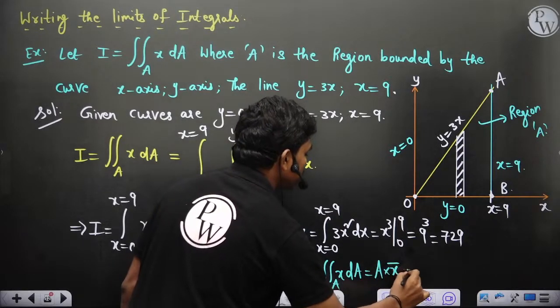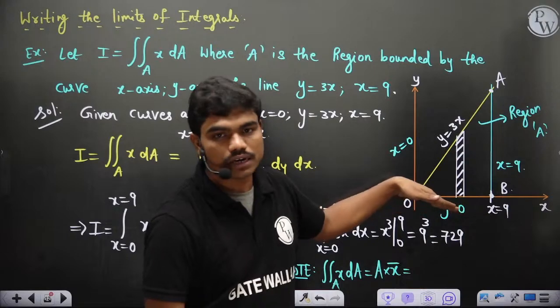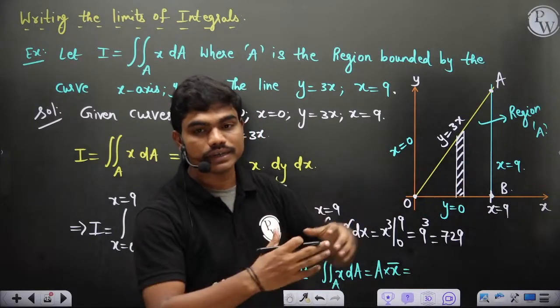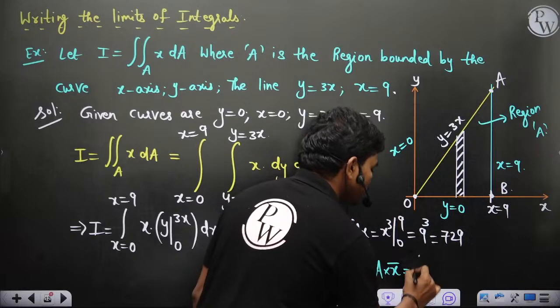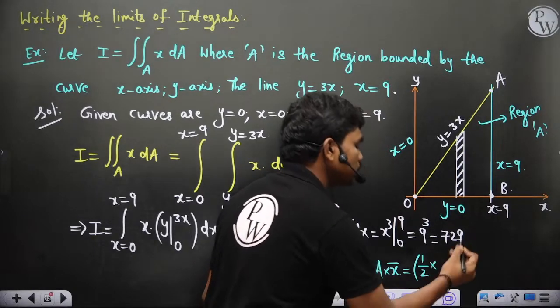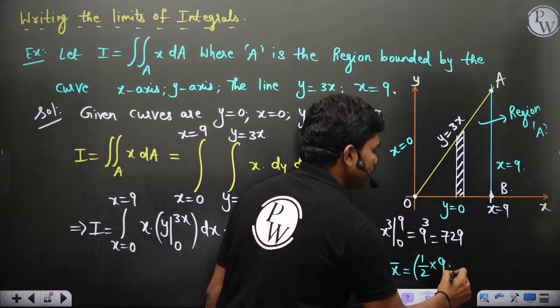You know this. Okay, now what is the region A which is bounded? So area of the triangle OAB, because OAB is the region bounded by these curves. So area of this domain A is area of the triangle OAB. So what is the area of the triangle OAB? Half into base into height. So what is the value of base total? Base is 9. And what about height?